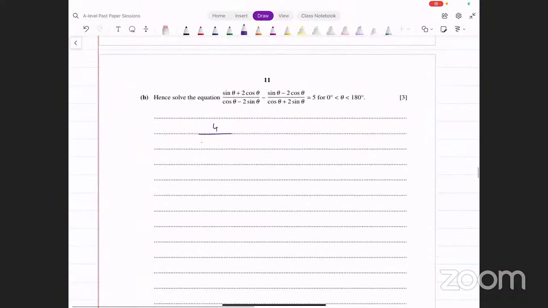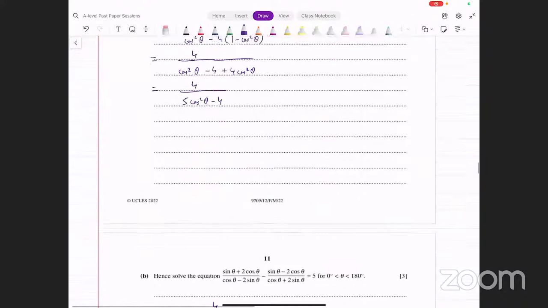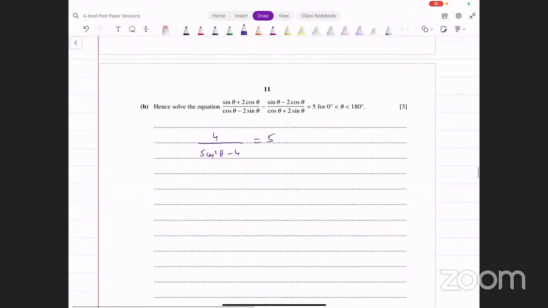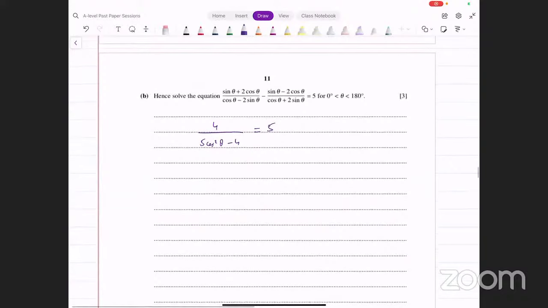This is 4 over 5 cos square theta minus 4 equals 5. ये आपके पास इक्वेशन बन गई, ठीक है. Now we need to solve this equation, denominator को वहां पे जाकर multiply कर दें, we get 4 = 25 cos square theta minus 20, and that gives me 25 cos square theta equals 24. Cos square theta equals 24/25.